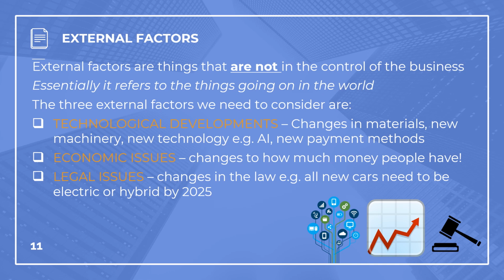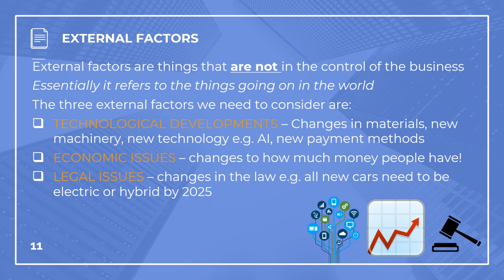Finally, when you are creating a product, you need to think about things that could affect your business, and not everything is in your own hands. Sometimes you might do absolutely everything right and some things happen in the world that massively affect you. For example, during COVID times, many businesses just completely fell apart because they didn't know how to handle it. In this particular case, we need to know three external factors. They are technological developments, economic issues, and legal issues.